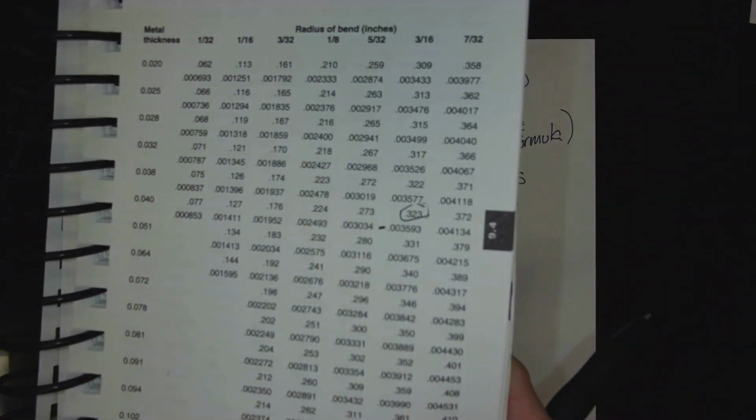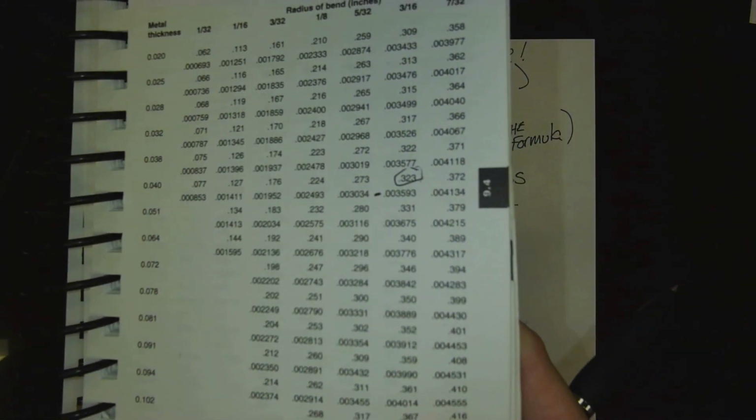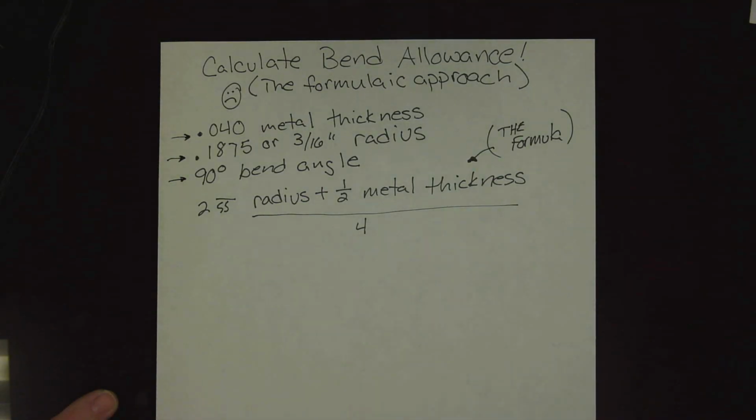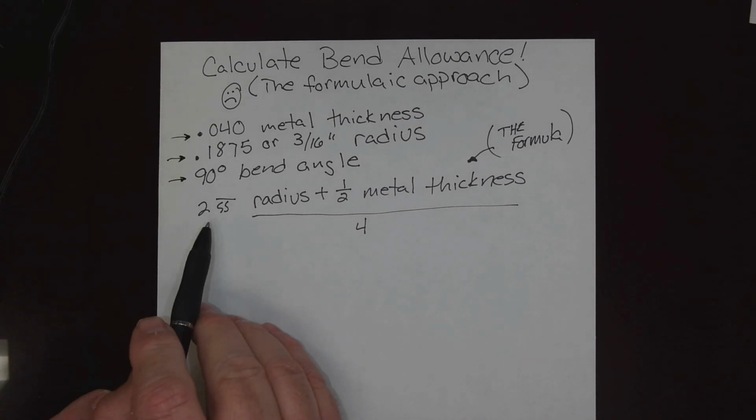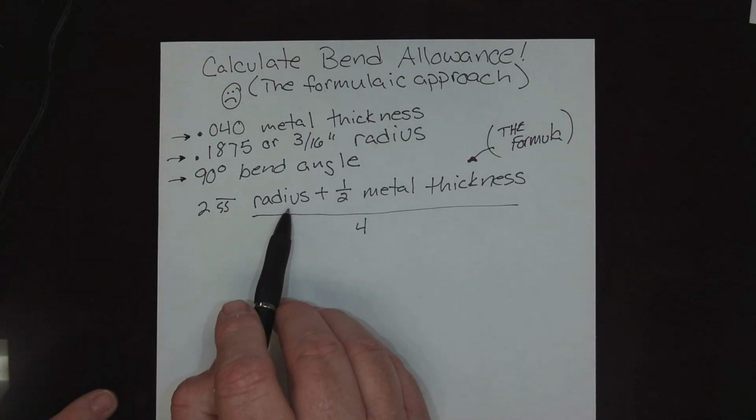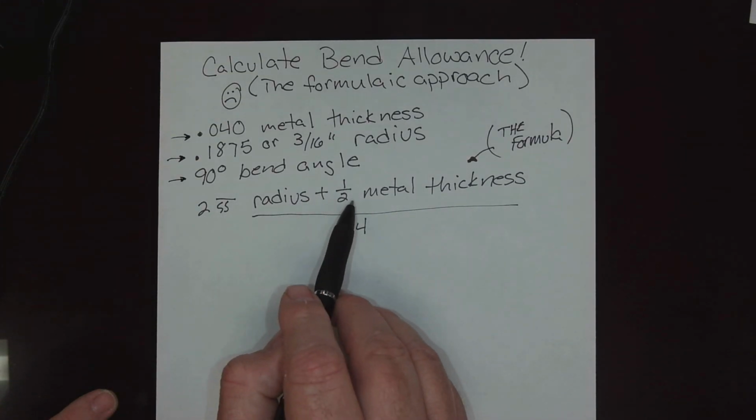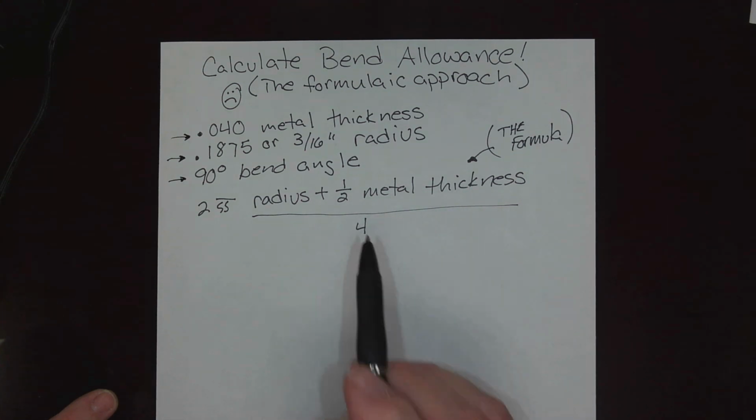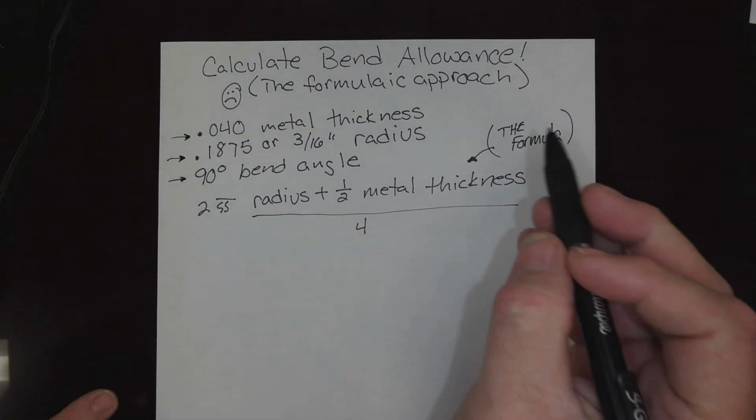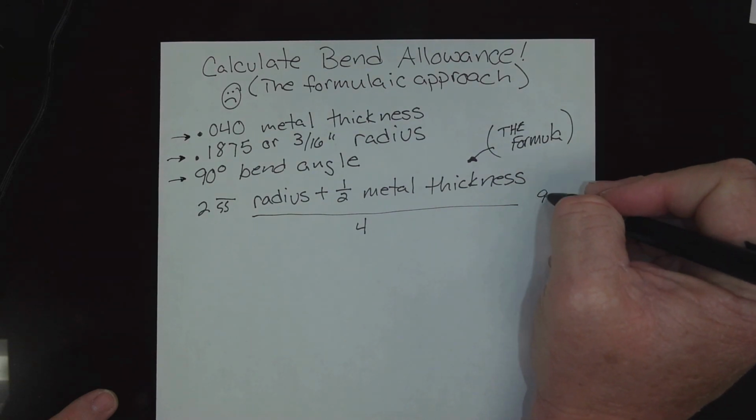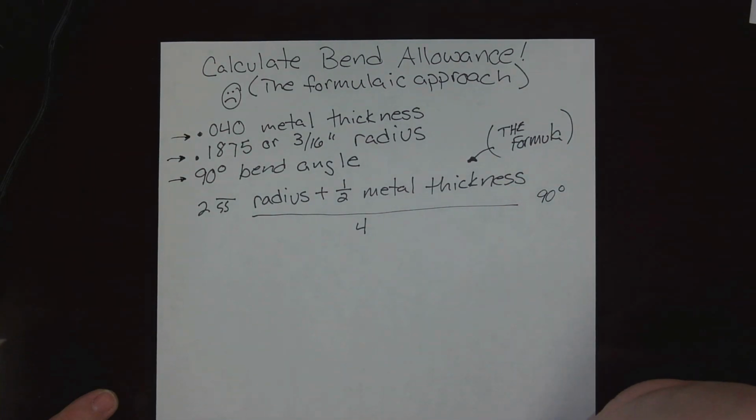Now, I'm a big fan of this, and we all know why, and I know you are too, but I'm going to do this at least once with you. So here's our formula: 2 pi times the radius plus 1/2 metal thickness, divided by 4. Now, I will say that this is our formula to find a 90-degree bend.